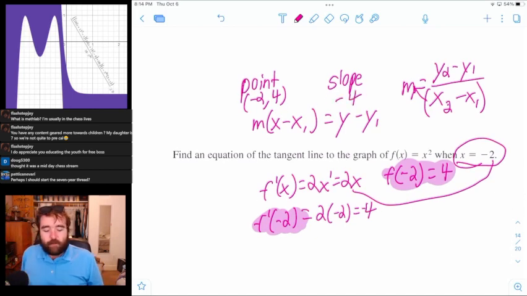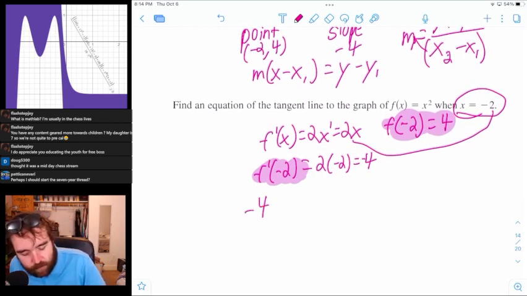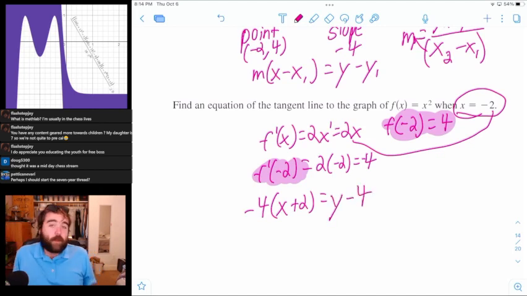So now that we have the slope and we have the point, we just need to plug that into point slope form. So negative 4 times (x minus negative 2), so x plus 2, equals y minus 4. And there we go. That's the equation of the line. That's our answer. We don't need to do anything more from there.